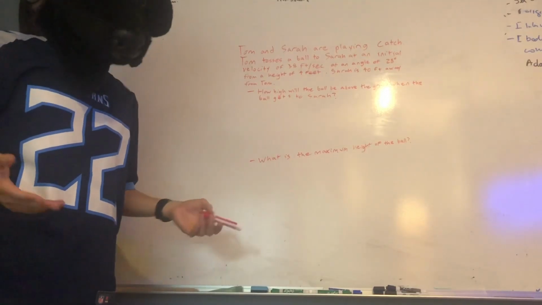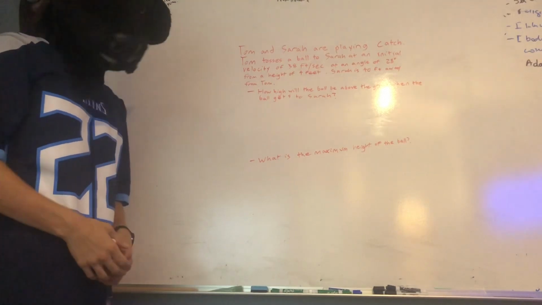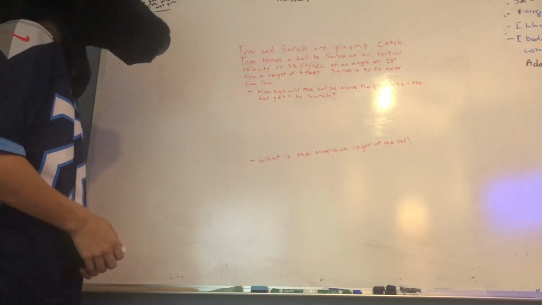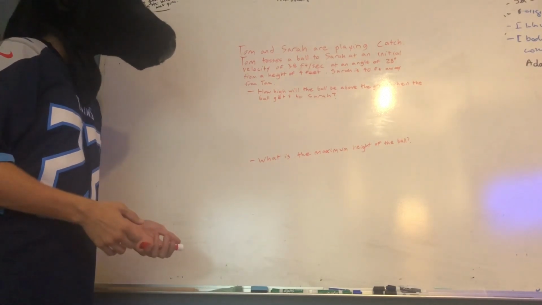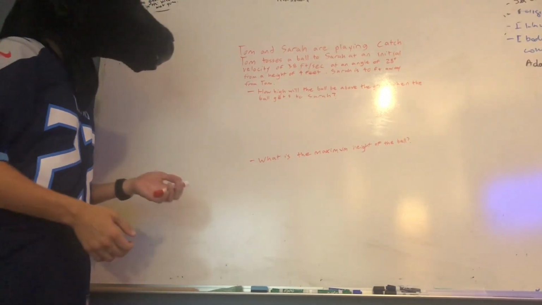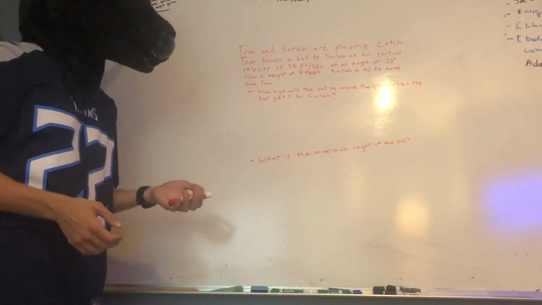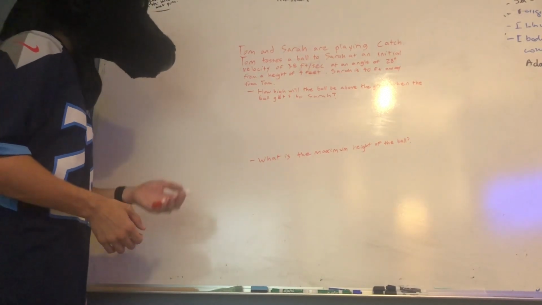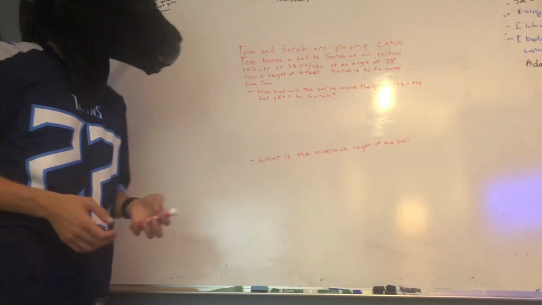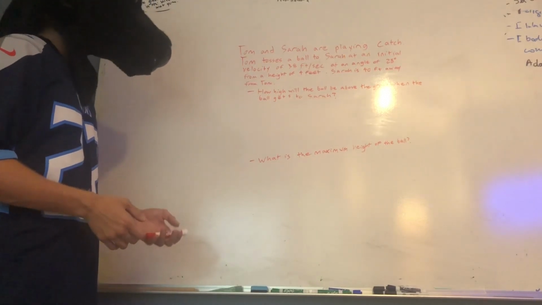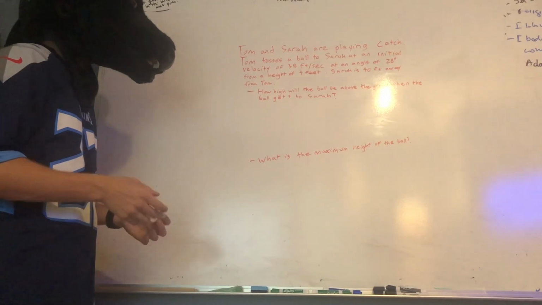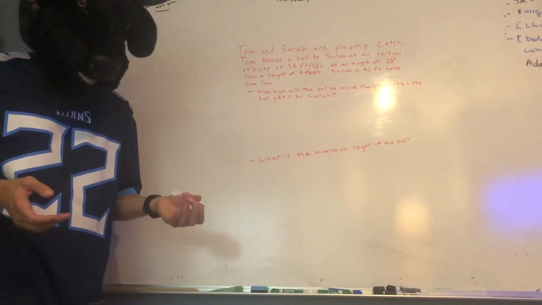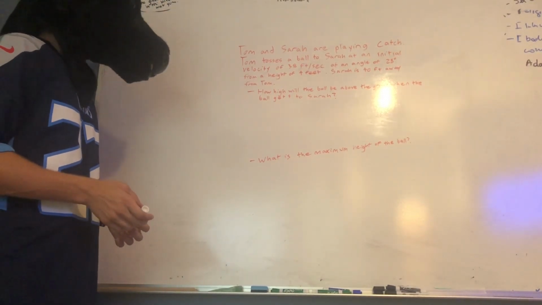Let's take a look at an example of using parametrics to represent projectile motion. So, as you can see here, Tom and Sarah are playing catch. Tom tosses a ball to Sarah at an initial velocity of 38 feet per second at an angle of 28 degrees from a height of 4 feet. Sarah is 40 feet away from Tom. And the first question is asking, how high will the ball be above the ground when the ball gets to Sarah?